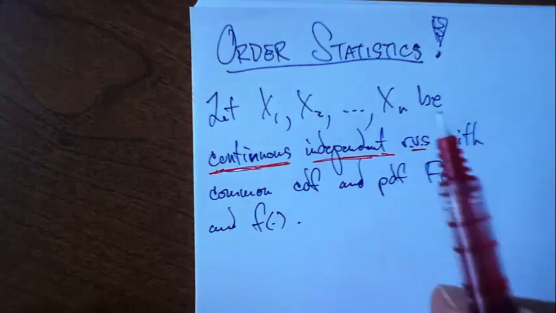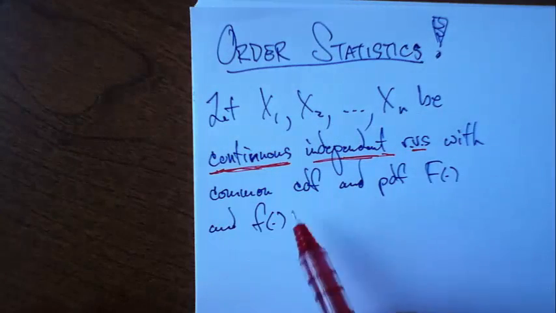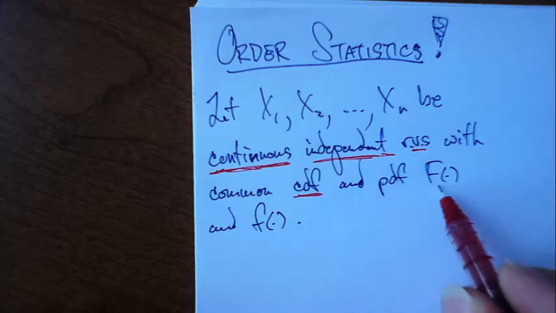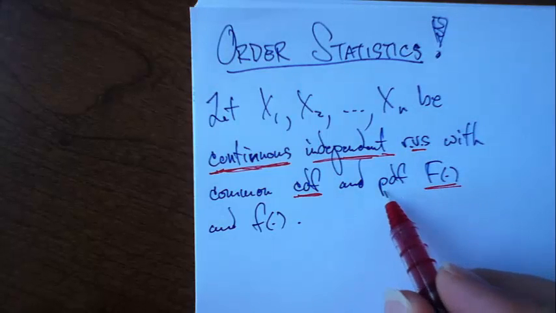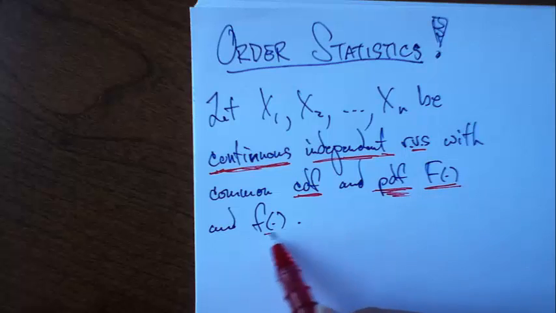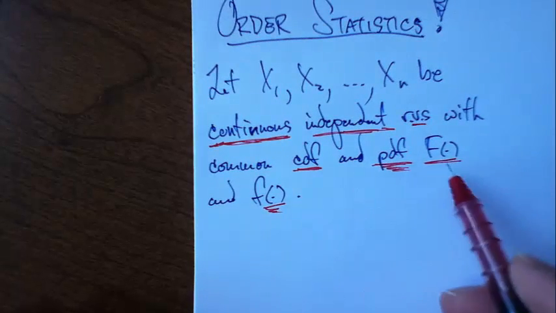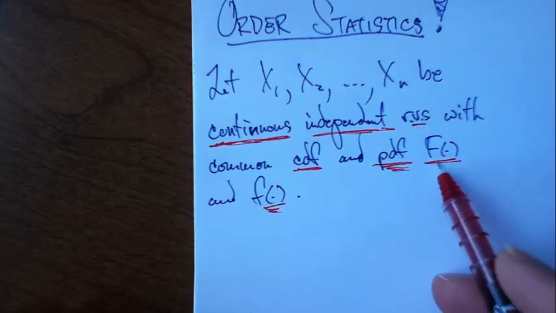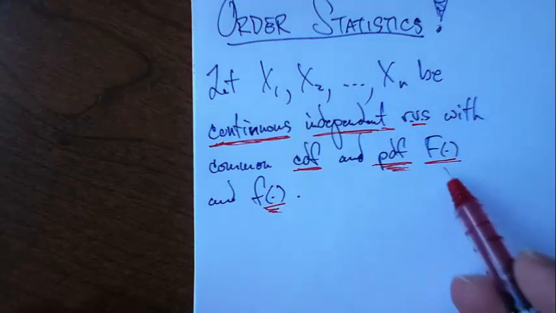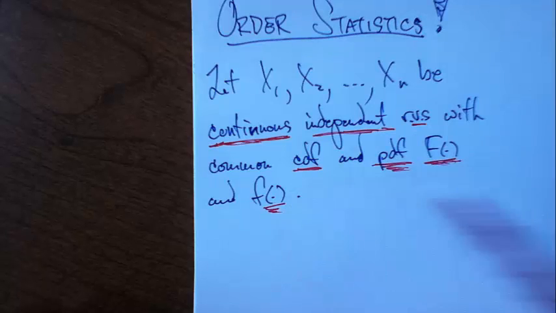They behave the same way. They're independent, continuous, and they have a common CDF given by this, and their common PDF is given by this. I'm not going to indicate the random variables in the subscripts there, because we know what their PDFs and CDFs are.